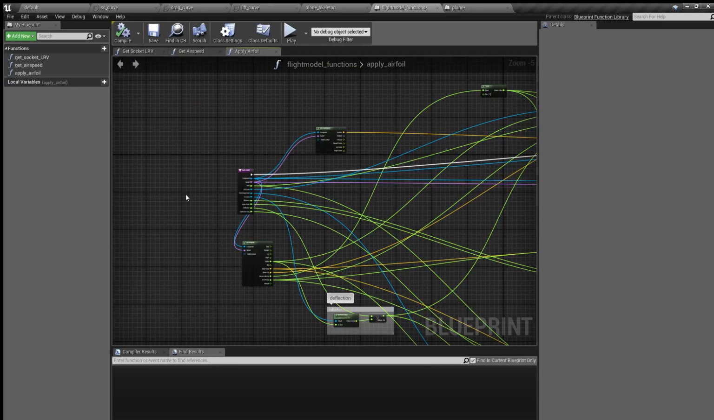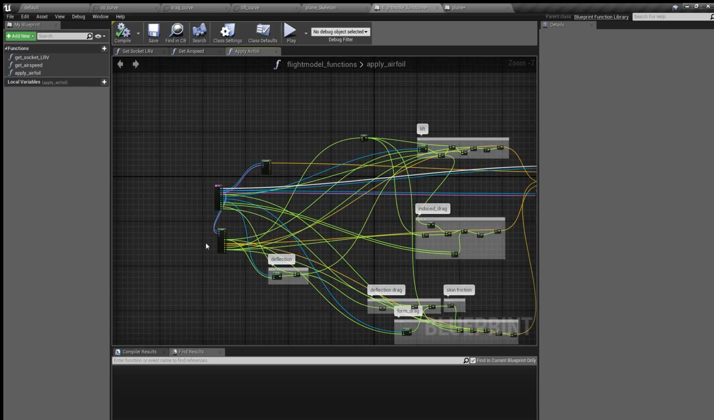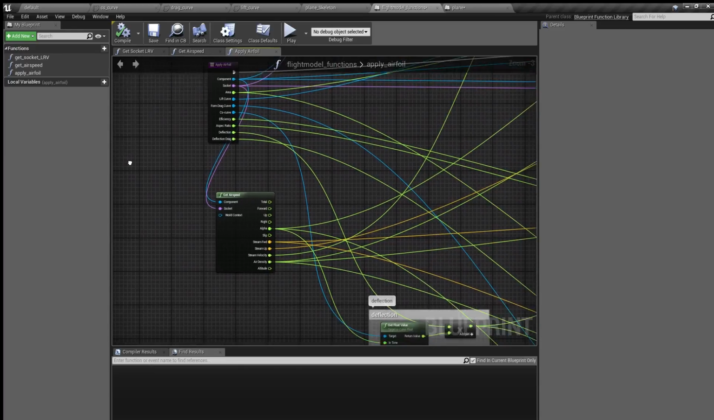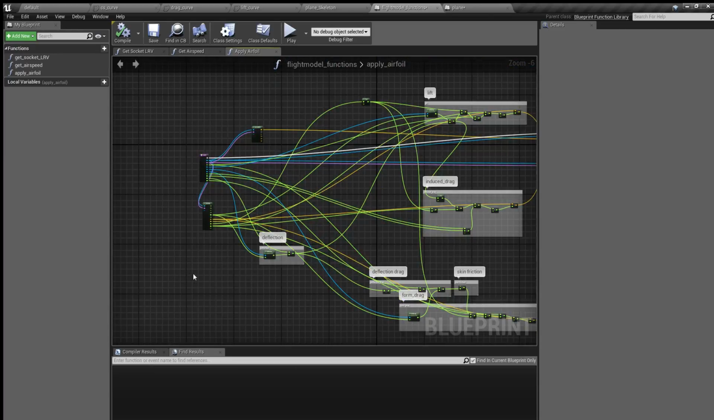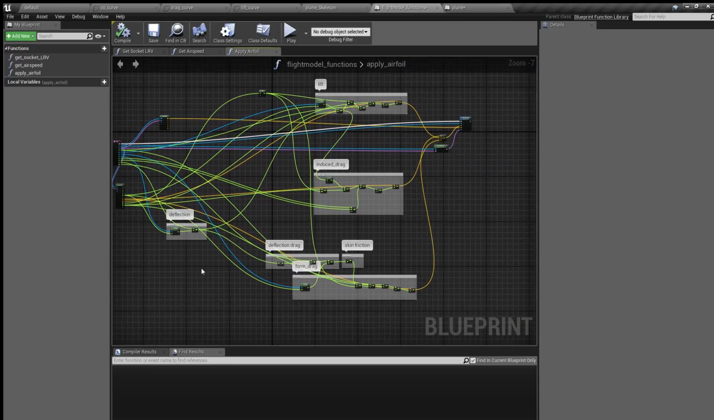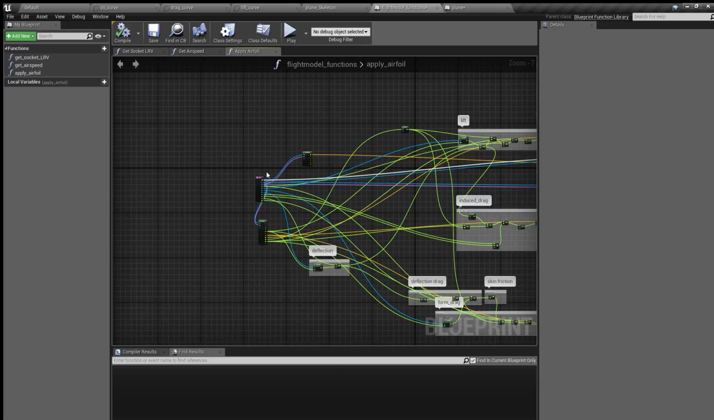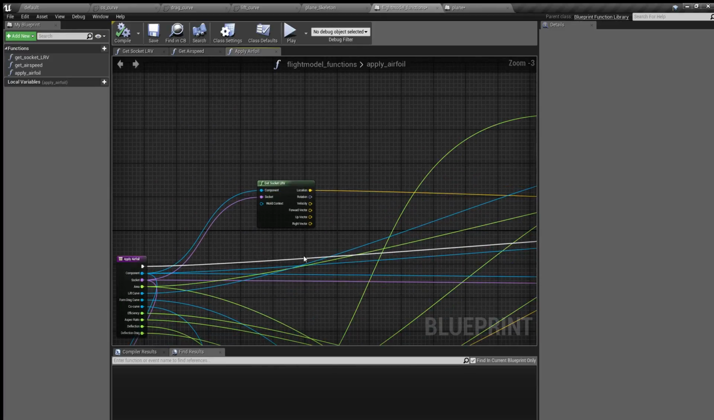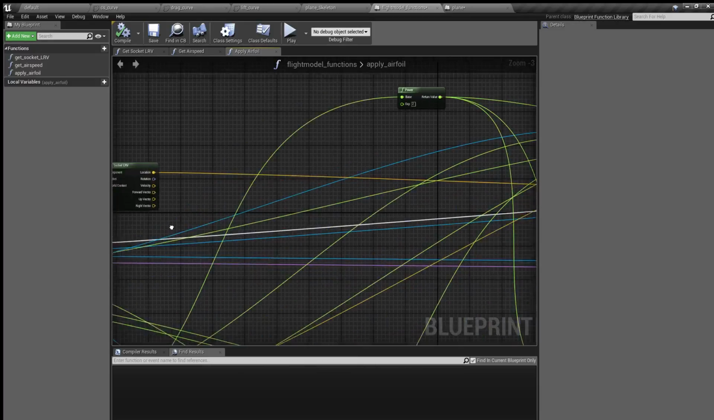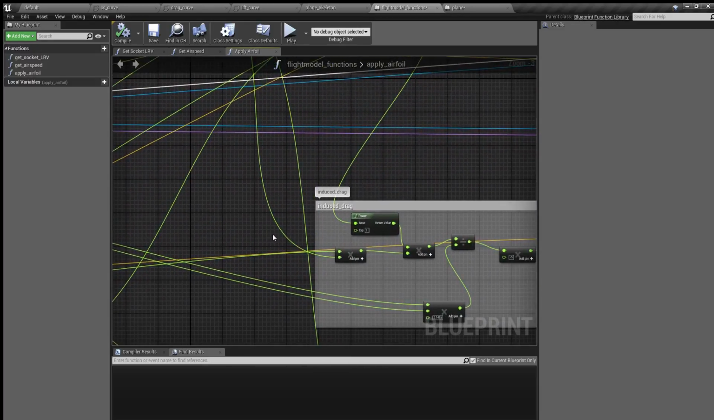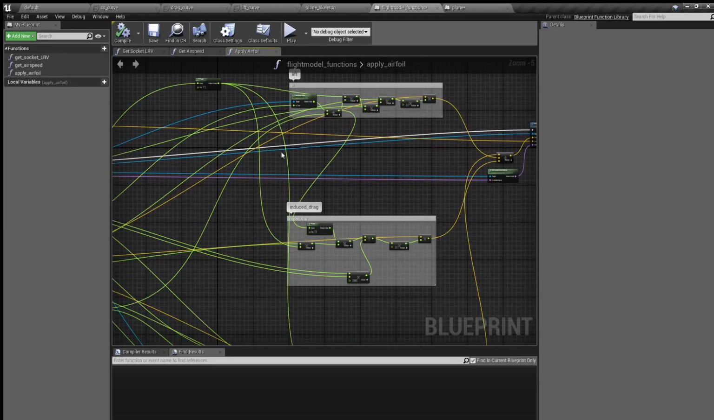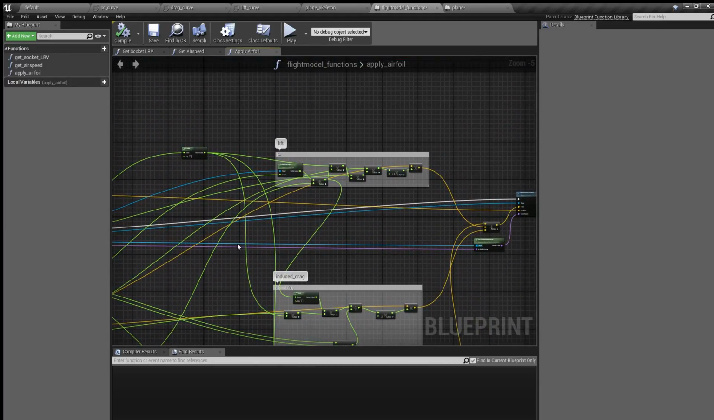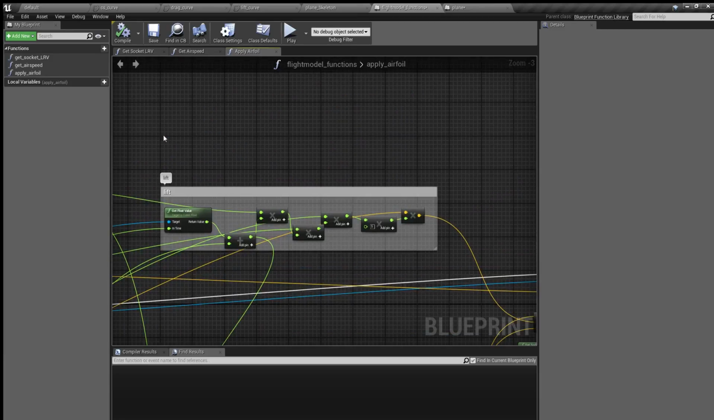Moving on, and this is the meat of the airfoil calculation. And excuse me, this is a bit of a spider's nest, because, well, it's kind of a complicated formula. So I broke it down into multiple forces that are acting on the airfoil.